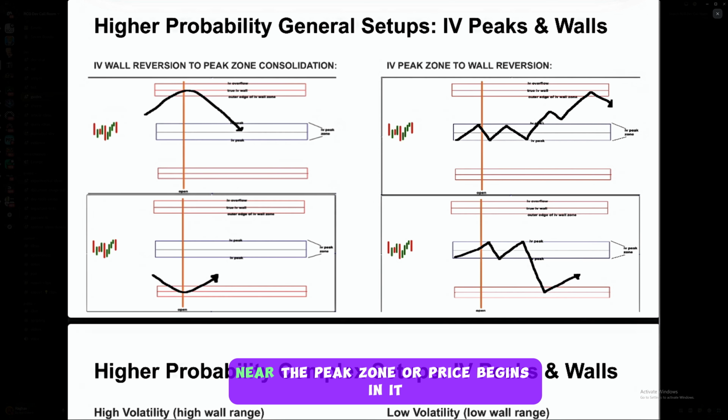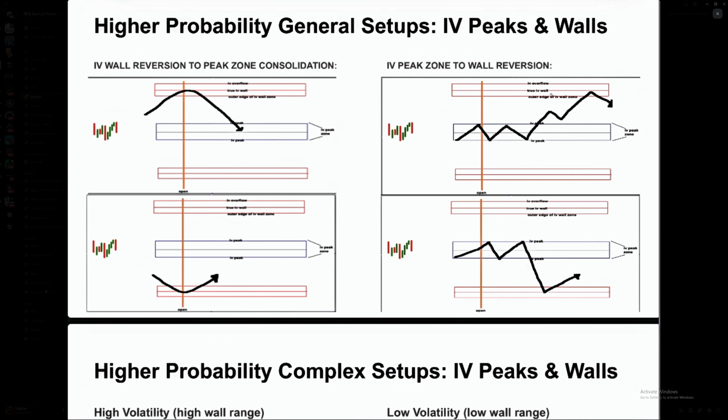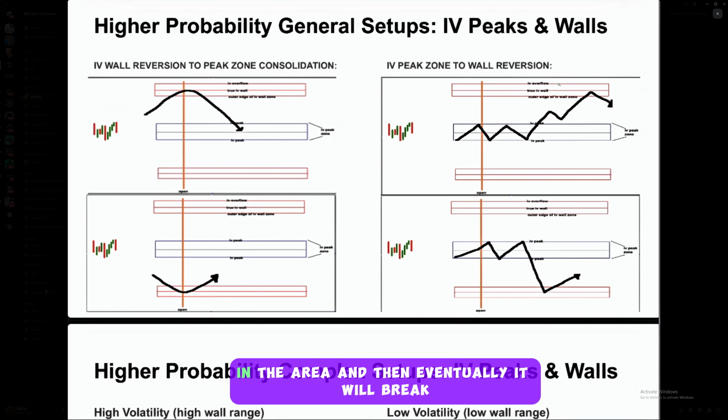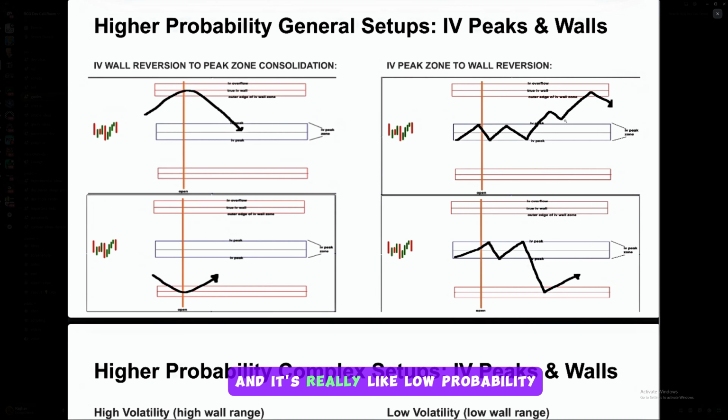It could begin near the peak zone, or price begins in it, and then it could act like a temporary holding region for consolidation rather than just a hard reversal point. The price rotates in the area, and then eventually it will break for the IV vol zone. Same is for the upside and the downside. It works the same, right? And it's really low probability that we actually break the IV wall.